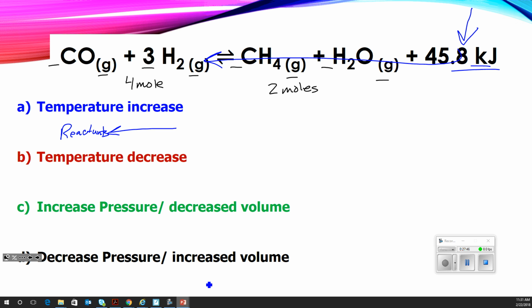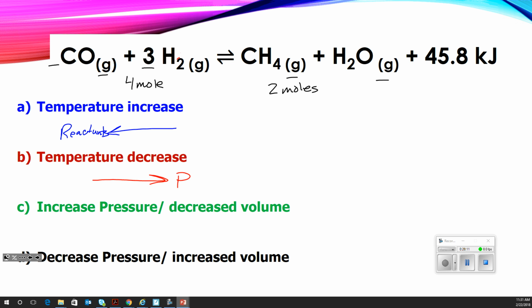Okay, so let's look at the other one, temperature decrease. So that means I'm pulling that thing out. That means it's going to what? I'm digging a hole. I got to shift towards the hole, fill the hole. So it's going to be towards my products. Okay? I'll put the R or the P there for you. Okay, so let's erase those 2 lines so they don't get in our way.